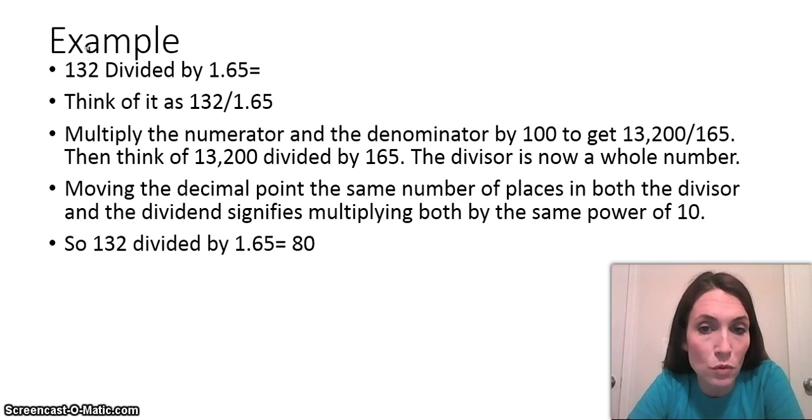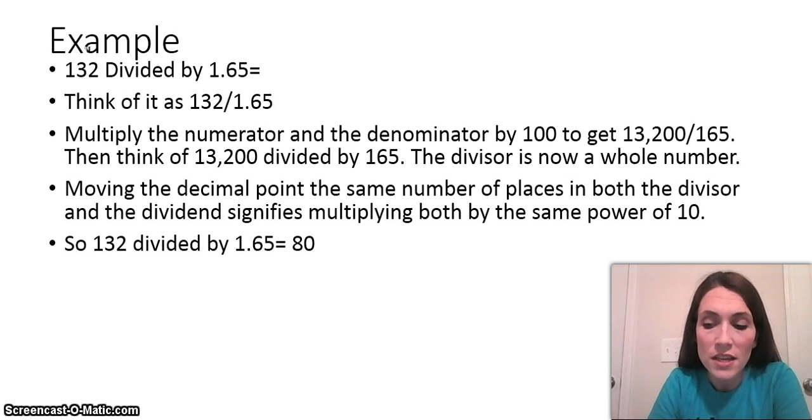We're going to work through this together so that I can show you how we can do this just by moving the decimal point the same number of places in both the divisor and the dividend, which shows the same thing as if we multiplied both of them by the same power of 10. In this example, we're multiplying both of them times 100. So the reason we do this is so that we can work out a division problem when we have a decimal in the divisor. So let's take a moment and look at this together so you can actually see what it looks like.